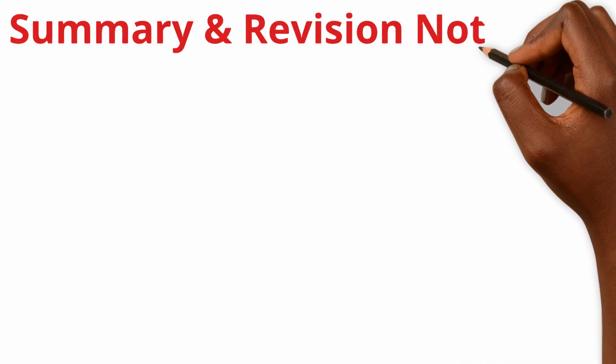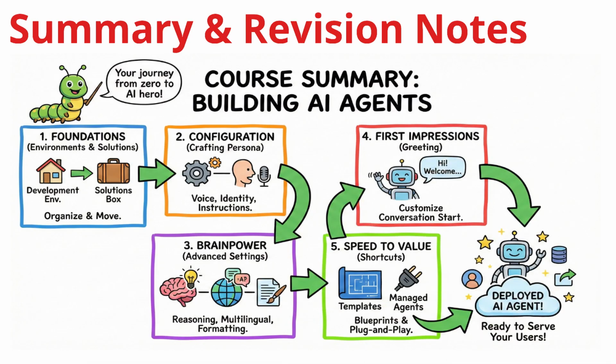Let's summarize your amazing journey from zero to AI hero. We started by laying the foundations, using environments to organize your work and solutions to move it safely. Next, we tackled configuration, crafting your agent's unique persona with voice, identity, and precise instructions. We boosted its brain power using advanced settings for deep reasoning and multilingual skills, and ensured a perfect first impression with a customized greeting. Finally, we unlocked speed to value using shortcuts like blueprints and plug-and-play managed agents. Congratulations! You now have a fully deployed AI agent ready to serve your users.